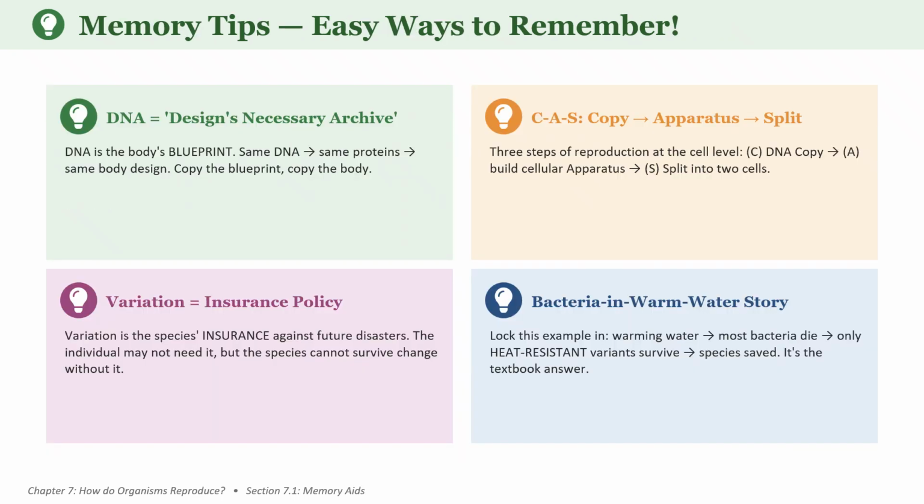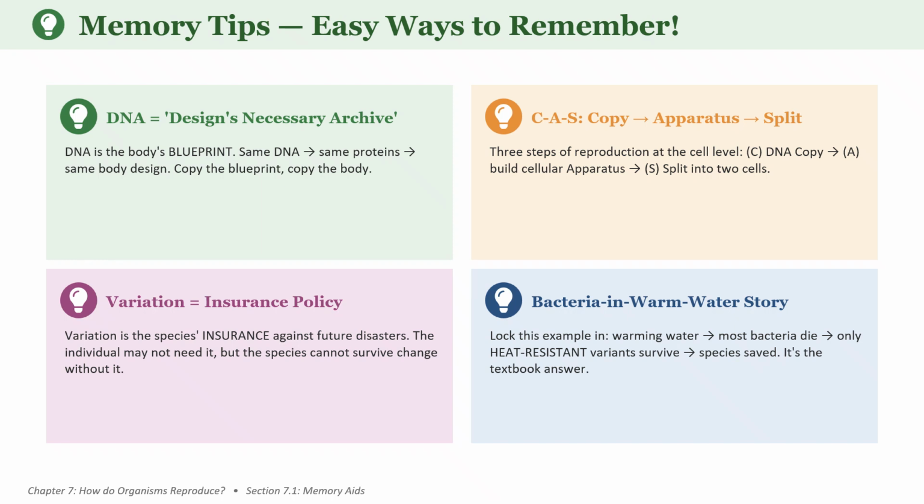So here I have given you some memory tips, easy ways to remember. DNA, we know already, the abbreviation is deoxyribonucleic acid. Here it is like a design necessary archive. So DNA is the body's blueprint, right? Same DNA, same proteins, same body design. Copy the blueprint, copy the body, the same. CAS is copy, apparatus and split. These are the 3 steps of reproduction at the cell level. First, C, DNA is copied. A is building the cellular apparatus, and then S is splitting into 2 cells.